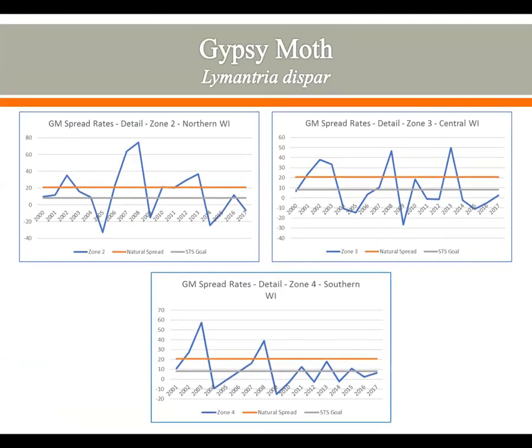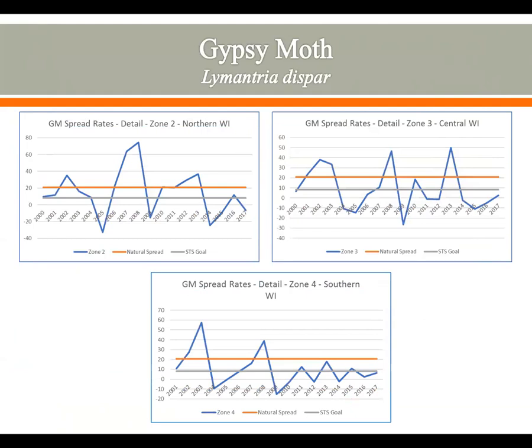Okay, we'll start up in zones 2, 3, and 4. This is basically in the Wisconsin area. You'll see the orange line is the natural spread, and the dark gray line is the STS goal, what we're shooting for, and then the blue lines are the actual spread rates that have occurred in each of those regions. As you can see, the northern region has had a little rough time in meeting the goal, whereas southern Wisconsin has fared a little bit better in keeping it close to the goal.